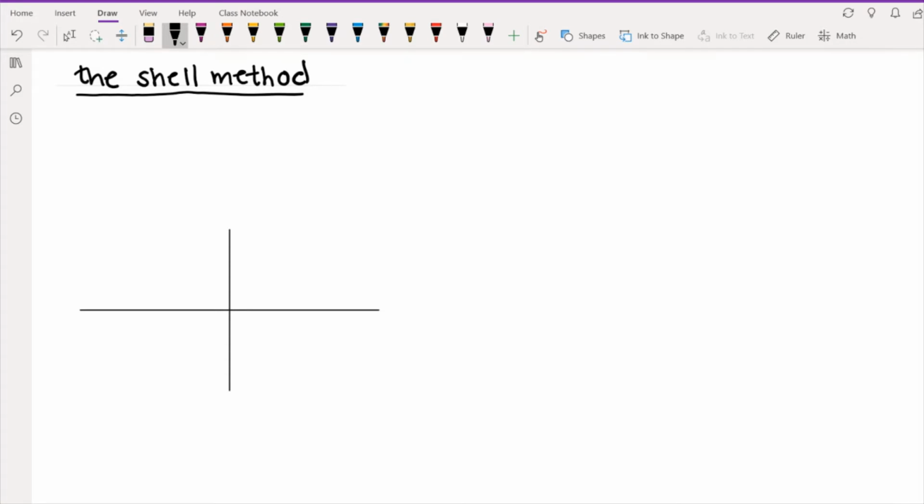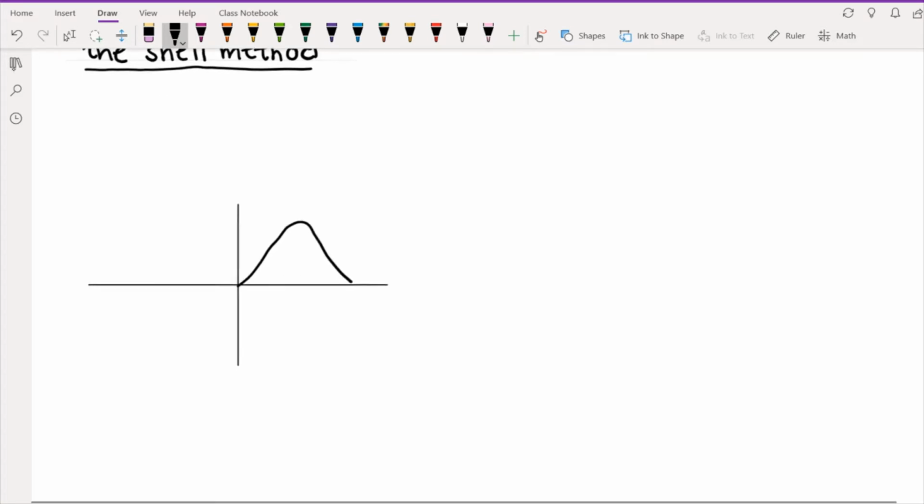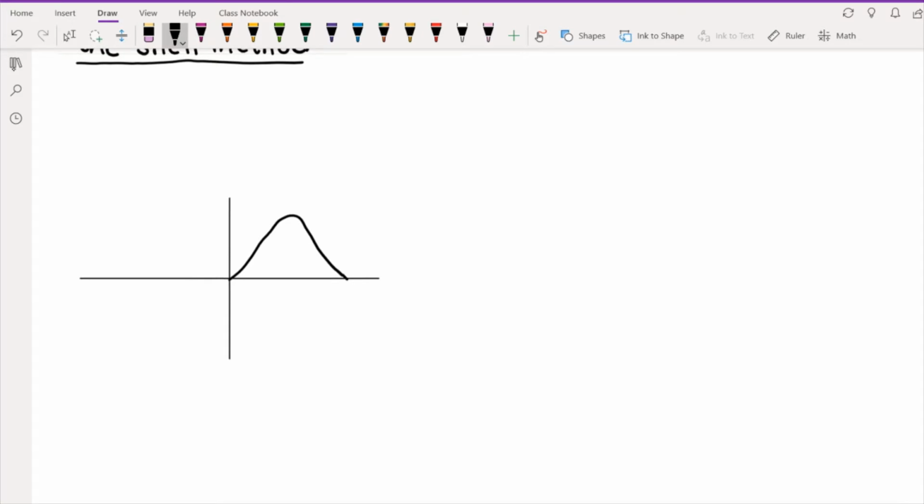So basically the way that the shell method works, I'm just going to draw some function here. Say we have a function that has been rotated around the y-axis in this case. As we drew in the other picture, we can approximate this volume by breaking it down into these shells. And each of these shells, I'm just going to draw one out here.